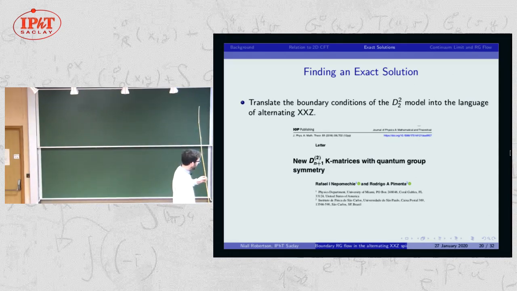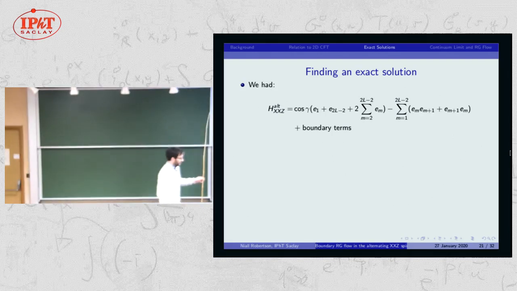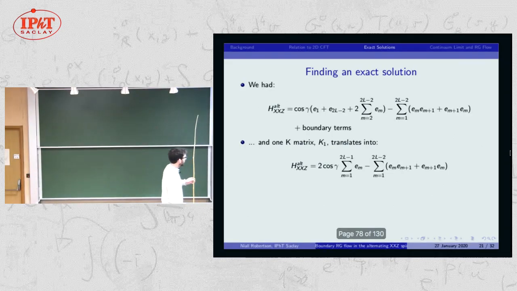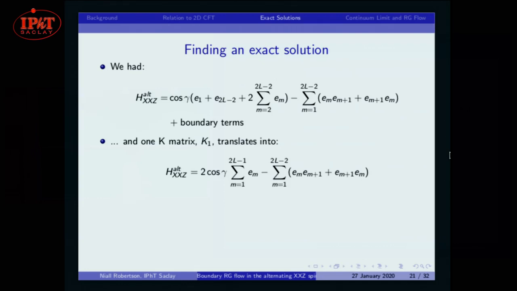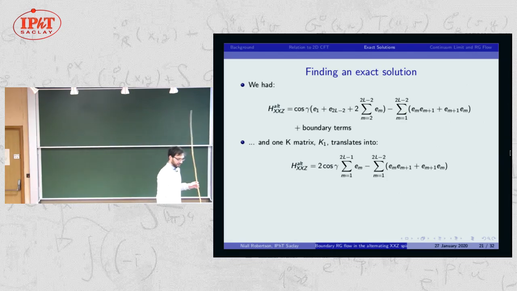So when we take one of the K matrices that appear in this paper and go through with this process, it turns out to give us this extraordinarily nice Hamiltonian, entirely written in terms of Temperley-Lieb algebra generators, which we should say is quite amazing, given that this paper was written without knowing that there's any relationship to this chain. And it turns out that this K matrix ends up producing such a simple Hamiltonian. So we now have... Yep.